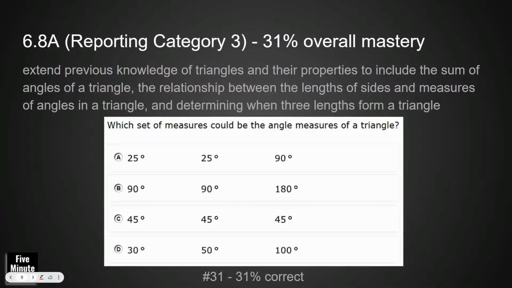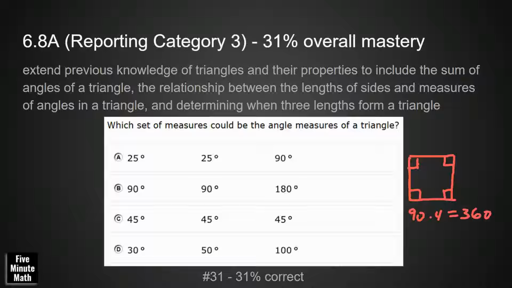Next, 6.8a, also 31% overall mastery, knowledge of triangles. We just need to know how many degrees are in a triangle. And if our students get stuck, because there's a lot of numbers to memorize, this is what I suggest. Draw a square. Note the angles in a square. All right, most of us know we've got 4 right angles, so that's 90 times 4, that's 360 degrees, right? So if you take a square and find all the internal angles, that's 360.